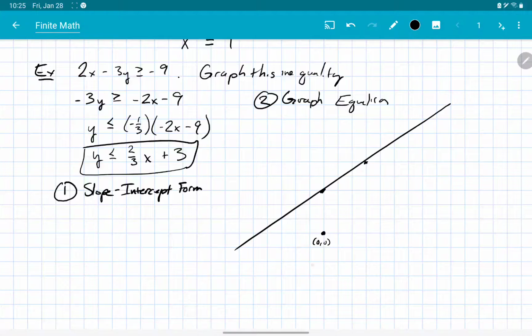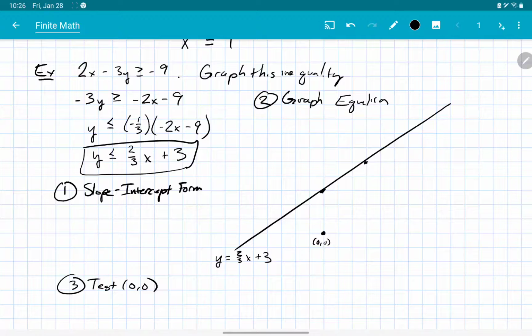Now we're not done though, because this line is y equals 2/3 x plus 3. We want to know what the graph of y less than or equal to 2/3 x plus 3 is. So what's going to happen is either the area above that line or below that line will be the solution. One of those two things will be true. So how do you decide which of those two things is true? Well, you may have your own way of doing it, but what I like to do is test the origin.